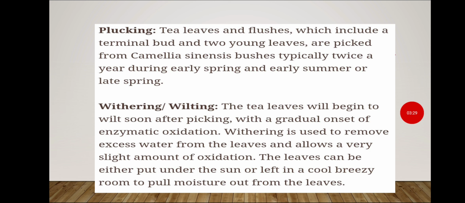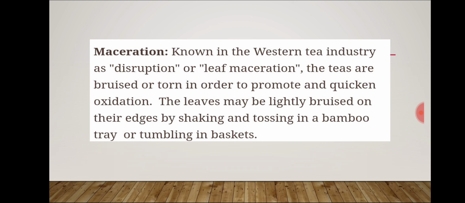Withering or wilting. The tea leaves will begin to wilt soon after picking, with the gradual onset of the enzymatic oxidation. Withering is used to remove the excess water from the leaves and allow a very slight amount of oxidation. The leaves can be either put under the sun or left in a cool breezy room to pull the moisture out from the leaves.